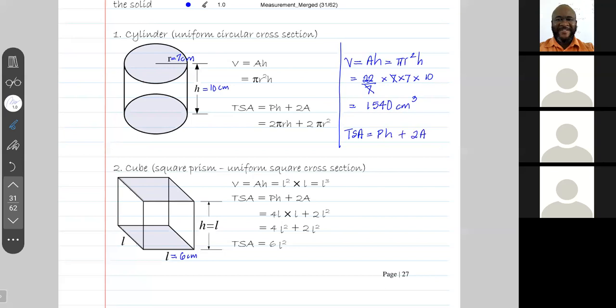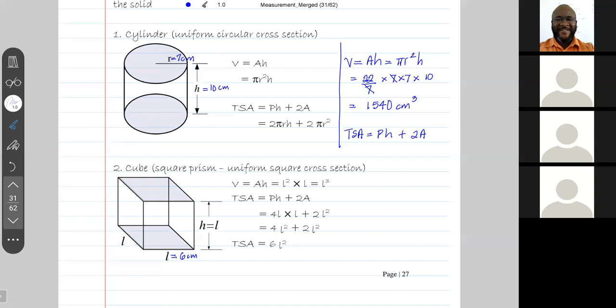Listen carefully. PH calculates the area of the sides, the area in the middle. The cylinder has three surfaces. I have to be careful what I say to you. Now, 2A would be the area at the top plus the area at the bottom. The shape at the top and the shape at the bottom are identical, so it would be A at the top plus A at the bottom. That would be 2A, the area of the top and the bottom.